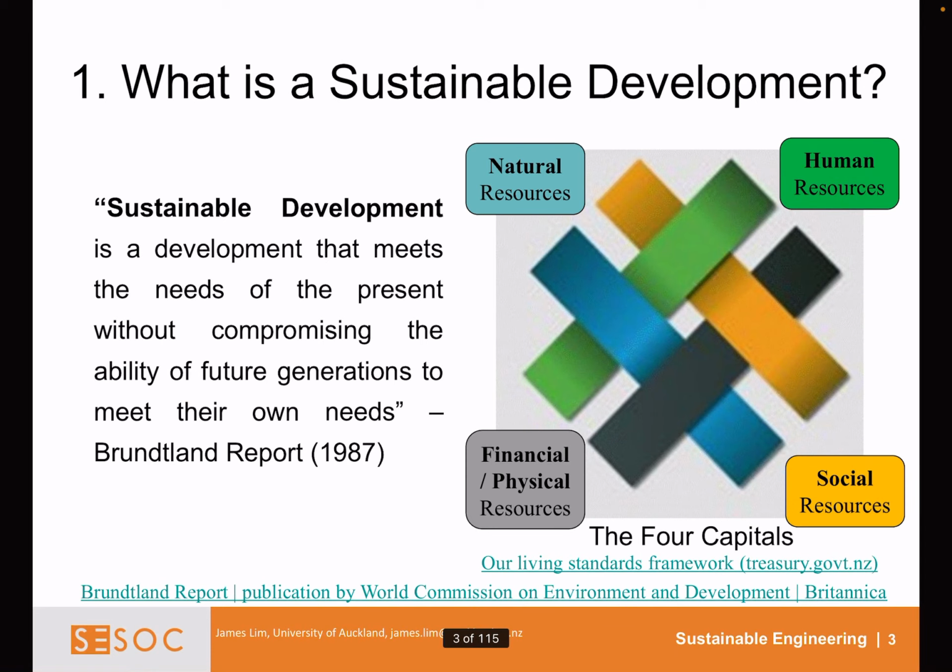And if we consider the 4 capitals, the first one is natural resources, accounting for the available land, soil, water, plants, and all other natural resources available to us. Number 2, human resources, accounting for the capabilities of people to engage in work, study, recreation, and social activities, which includes skills, knowledge, and physical and mental capabilities. Number 3 would be the social resources, accounting for the norms, rules, and institutions that influence the way in which people live and work together and experience a sense of belonging.